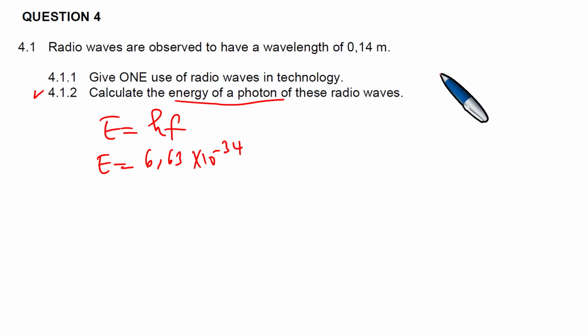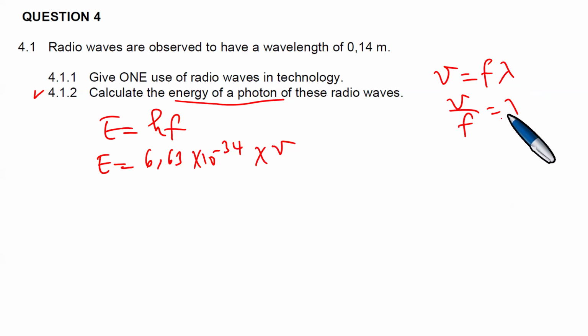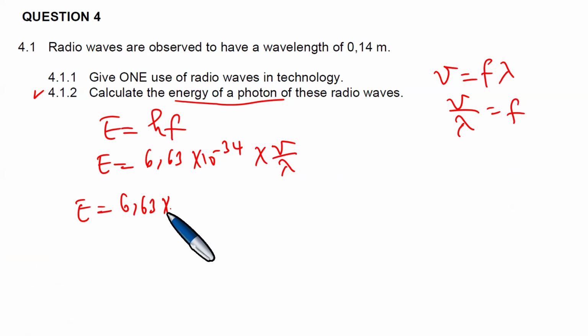We know that the speed is frequency times wavelength. So speed over wavelength is frequency. In the place of frequency, you put speed over wavelength, which is 6,63 times 10 to the minus 34 multiplied by what is the wavelength?